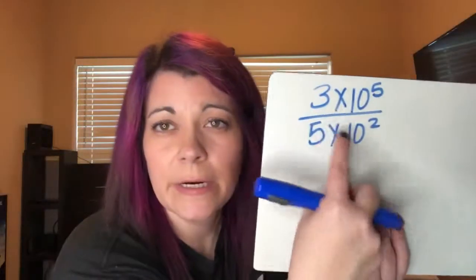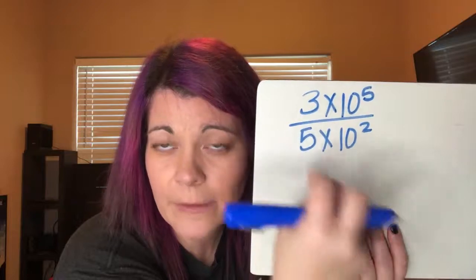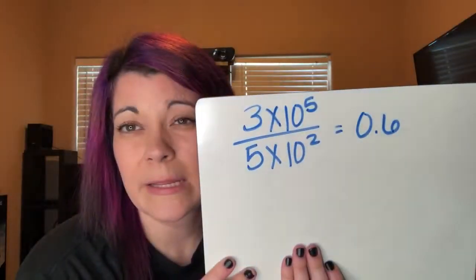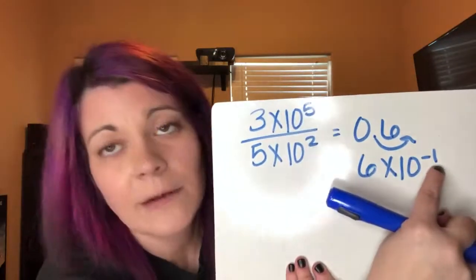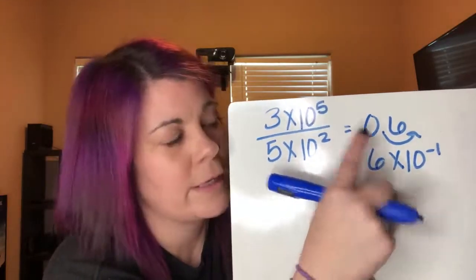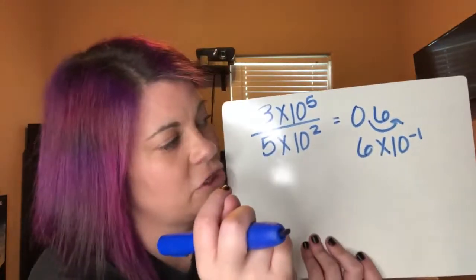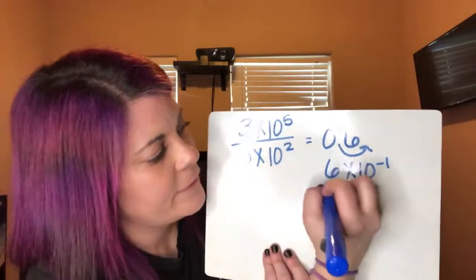So 3 times 10 to the 5th divided by 5 times 10 squared. So what you're going to do first here is simply divide the front numbers. So 3 divided by 5. When you do 3 divided by 5, you get 0.6. So I want to take 0.6 and put it in scientific notation: 6 times 10 to the negative 1, because I have to move the decimal 1 time, and it's a negative 1 because I started with a number less than 1. Again, if you need a review, go watch the scientific notation video. So now this is in scientific notation.